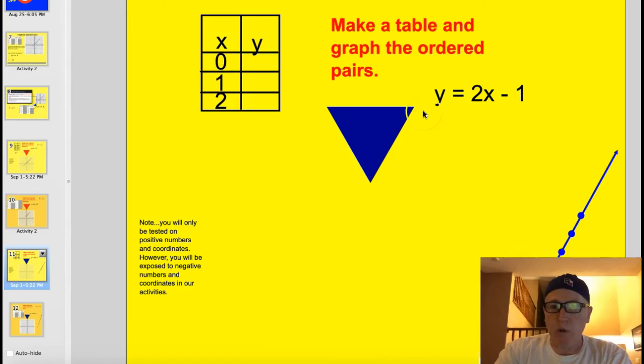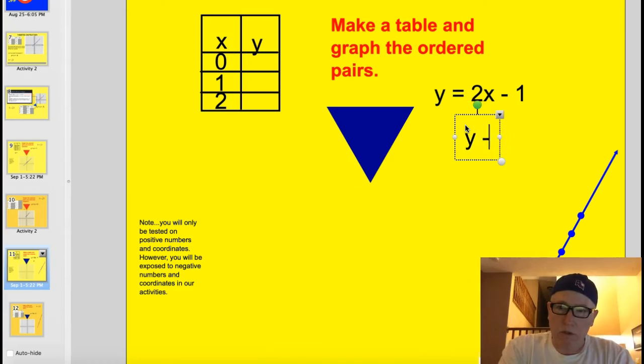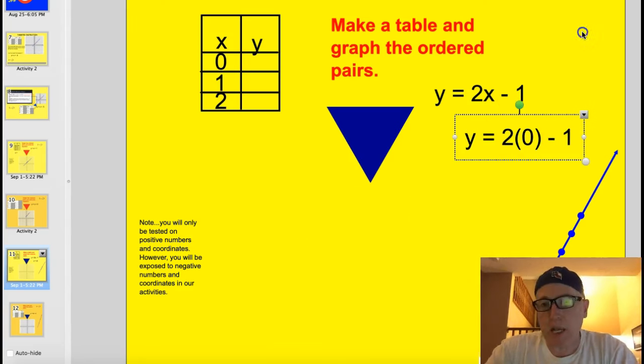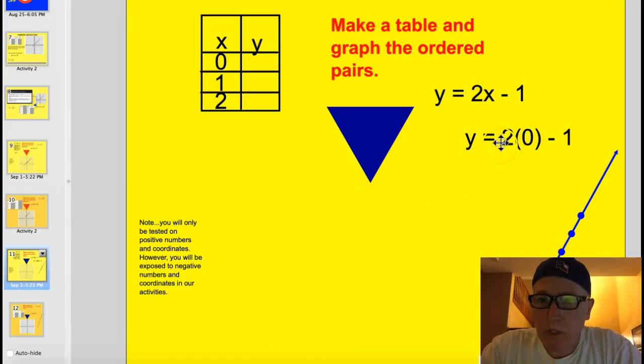So if I put 0 in here, if I substitute 0 for x, this is really what we're looking at. Y equals 2, and then you substitute it in a set of parentheses like this, 0 minus 1. Now, I'm not going to type them all out, but this is what you're really doing. So y is equal to 2 times 0, which is 0, minus 1.